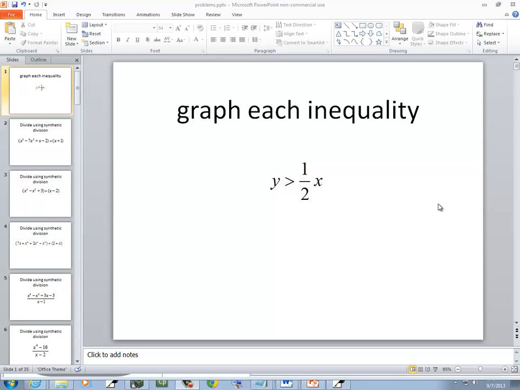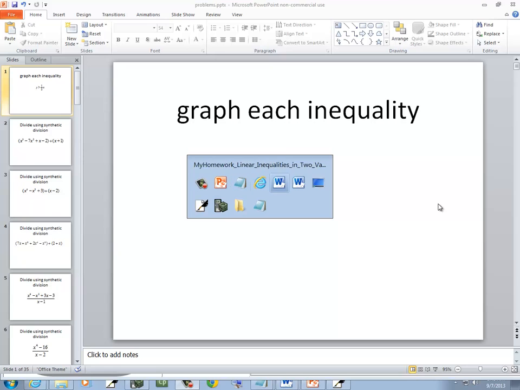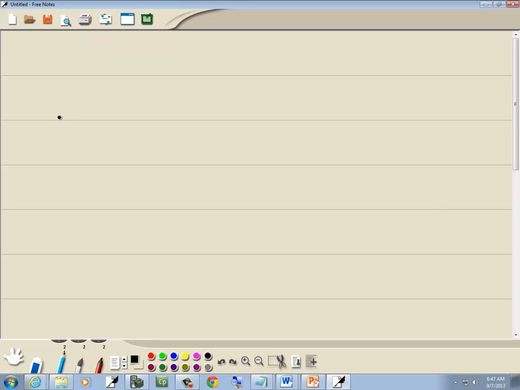In this problem, I want to graph this inequality in two variables. So we got y is greater than 1/2 x. If we got a greater than or greater than or equal to, then it's an upper right hand triangle. If it's a less than or less than or equal to, it's a lower left. Now, if we got a less than or greater than, which we have greater than here, that means it's a dotted line.